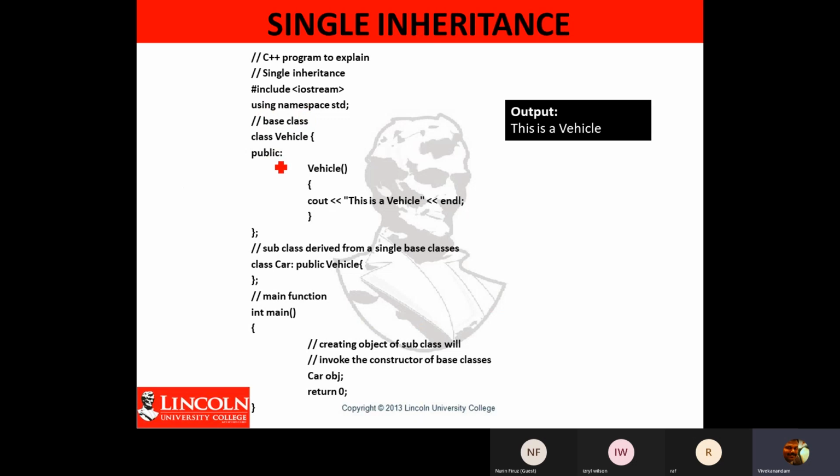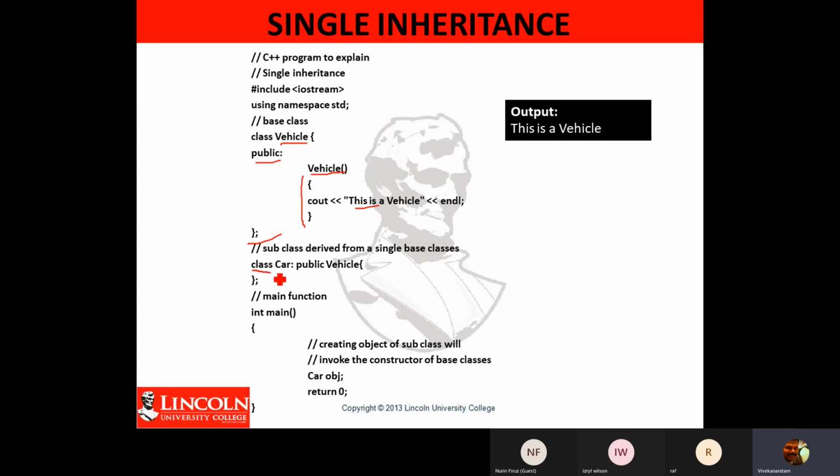See here, we have created public. Our class name is vehicle. Public is one of the main access specifiers. For single inheritance, we always use the public access specifier. The class name is vehicle, and I'm going to create it as my base class. The base class is already created, vehicle. The subclass is derived from the single class.